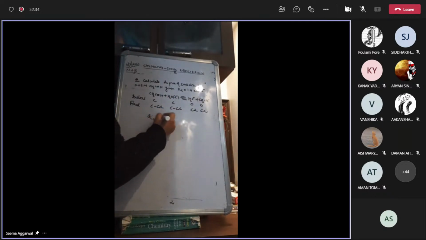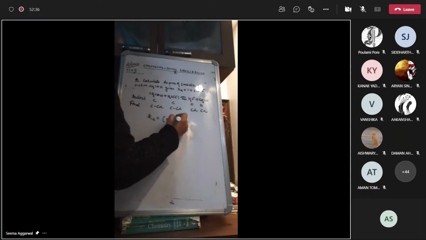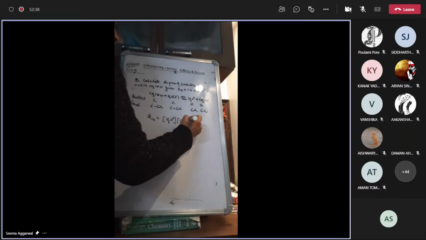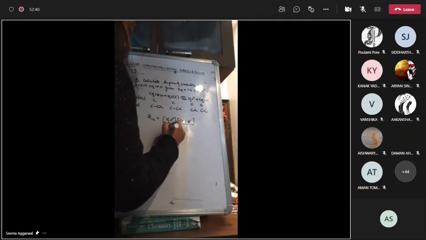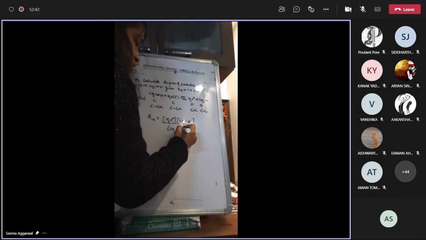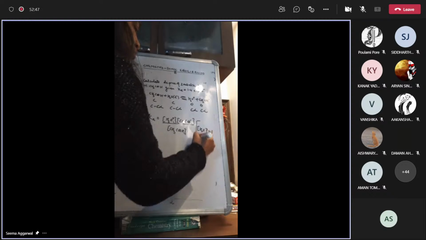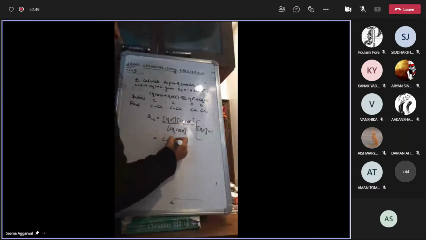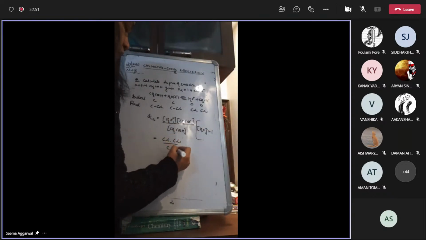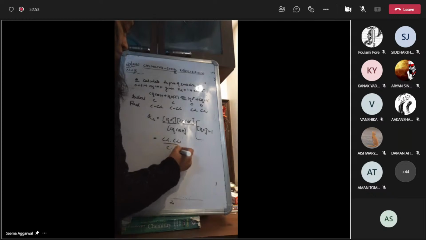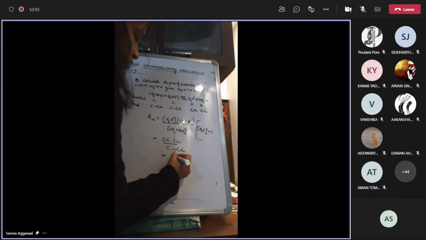Now what is Ka? Products upon reactants. Water I am taking as constant. Okay? Concentration of water is taken as 1 because it is constant. So it will be C alpha, C alpha upon C minus C alpha. So C I can take as common.